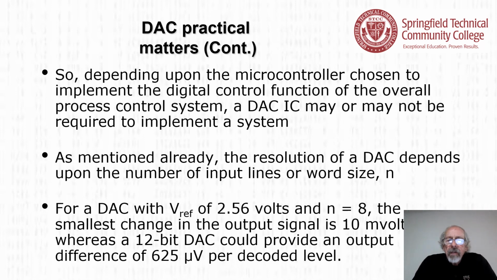So depending upon the microcontroller chosen to implement the digital control function of the overall process control system, a DAC IC may or may not be required to implement a system. As mentioned already, the resolution of a DAC depends upon the number of input lines or word size n. For a DAC with V reference of 2.56 volts and n equals 8, the smallest change in the output signal is 10 millivolts, whereas a 12-bit DAC could provide an output difference of 625 microvolts per decoded level.